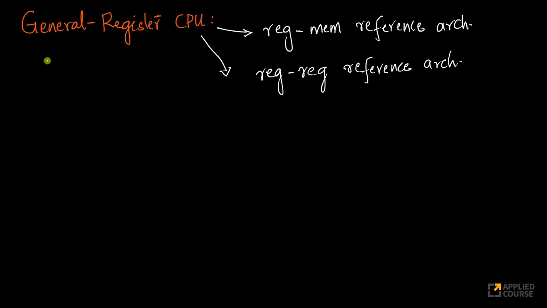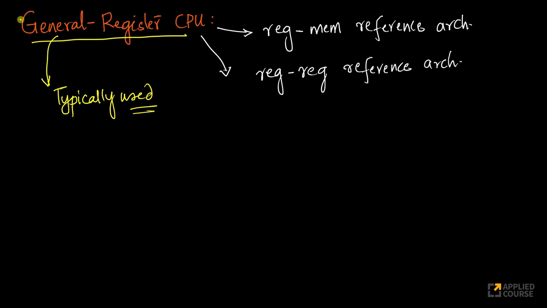So the next CPU architecture or CPU organization is called general register CPUs. These are the types of CPUs that we typically use nowadays, and they are widely used. That's why they're called general register CPUs. Here you notice that there is a lot of focus on the registers. Again, registers are memory locations within the CPU that we have discussed.